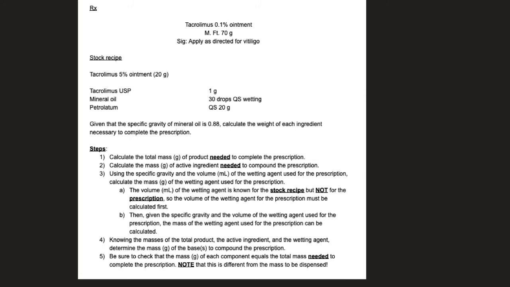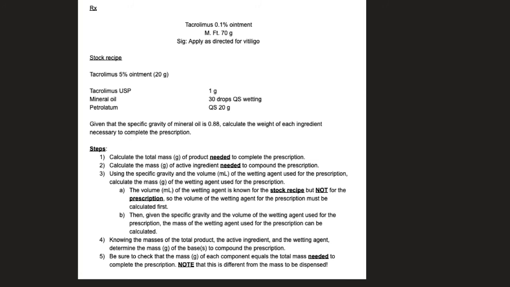It's pretty interesting. So the stock recipe calls for tacrolimus 5% ointment to make 20 grams. It calls for tacrolimus 1 gram, mineral oil 30 drops QS wetting, and petrolatum as the base, QS to 20 grams. Given that the specific gravity of mineral oil is 0.88, calculate the weight of each ingredient necessary to complete the prescription. So again, for number 1, calculate the total mass of product needed to complete the prescription.